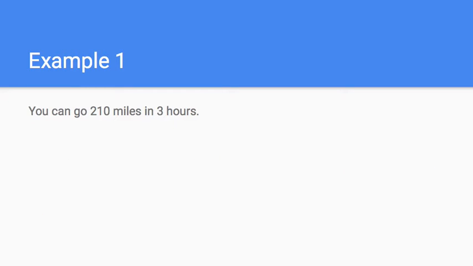So here is example 1. You can go 210 miles in 3 hours. Now to find the unit rate, what we do is we just take the first term divided by the second. So 210 divided by 3 gives me 70 miles per hour. That means 70 miles in 1 hour. So that's my unit rate.